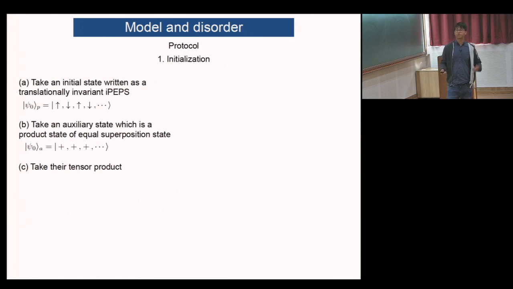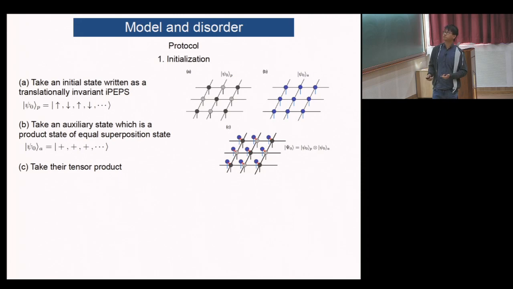To make it more clear, I will represent it with my tensor network diagrams like this. So this is my physical state. You see that the sites alternate with different directions. And then I have an auxiliary state where all the sites are the same, plus, plus, plus, right? You can see that psi naught P and psi naught A are all product states, which means there is no entanglement between any of the sites. So I take their tensor product, and this is still a product state.